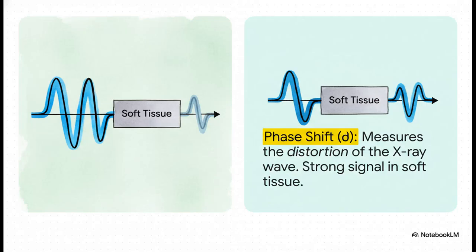So here's the absolute key to all of this. An X-ray wave has two different properties we can measure. First is its intensity, how much of it gets absorbed. The second is its phase shift, how much it bends. And for more than 100 years, we pretty much only paid attention to its intensity.